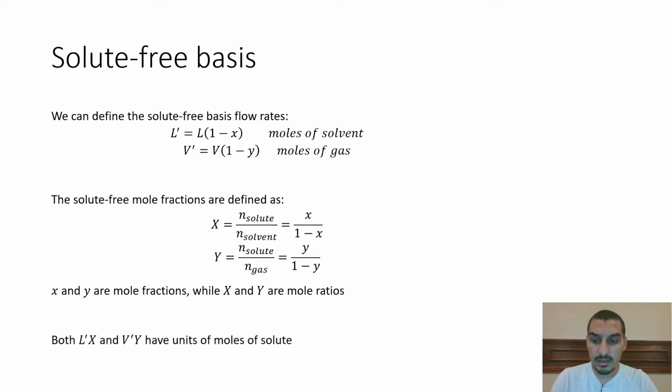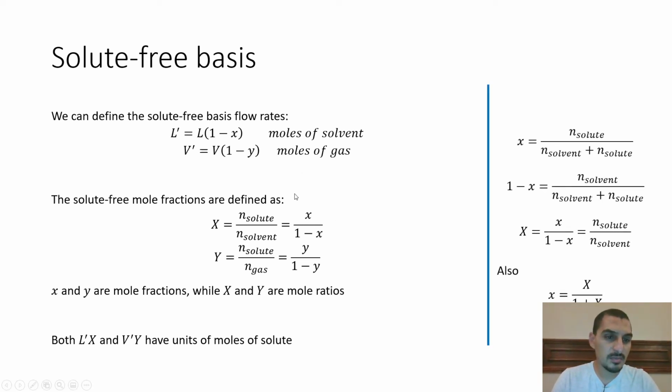And now when we multiply L dash by the uppercase X, and V dash by the uppercase Y, it's going to give us the number of moles of solute. Some people get confused by this equation, but it's simple. We know that X is the number of moles of solute divided by the solvent plus solute, and 1 minus X is the rest, which is the solvent divided by the solvent plus solute. So if you divide this by this, the denominators will cancel out, and we'll end up with the number of moles of solute divided by the number of moles of solvent. So it's easy, and you can do the opposite to get the mole fraction from the mole ratio. You can try this by yourself. It's going to be the same thing.